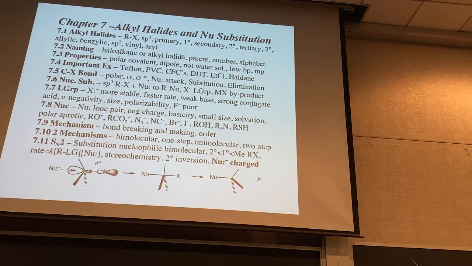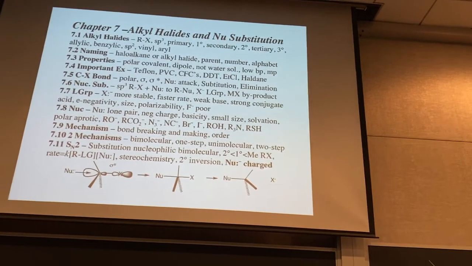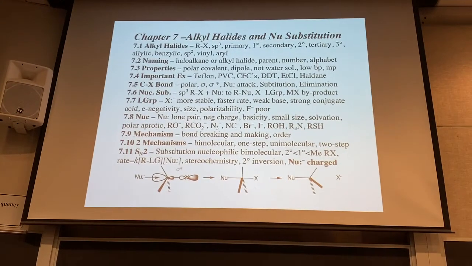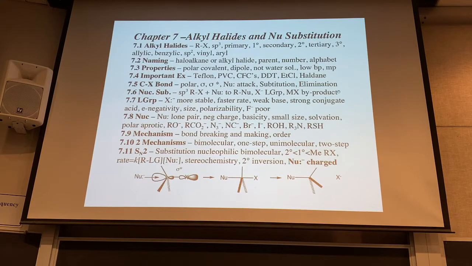We'll do the IUPAC naming of haloalkanes, and we'll combine that with the alkyl alkanes that we learned before. So the names will get a little more complicated, but the same rules will apply. We'll look at the properties, including the structure, to determine why they react the way they do. Remember, everything is based on the structures of compounds. We'll take a look at different important halogen compounds. You've probably heard a lot of names of them: Teflon, Halothane, DDT even, maybe.